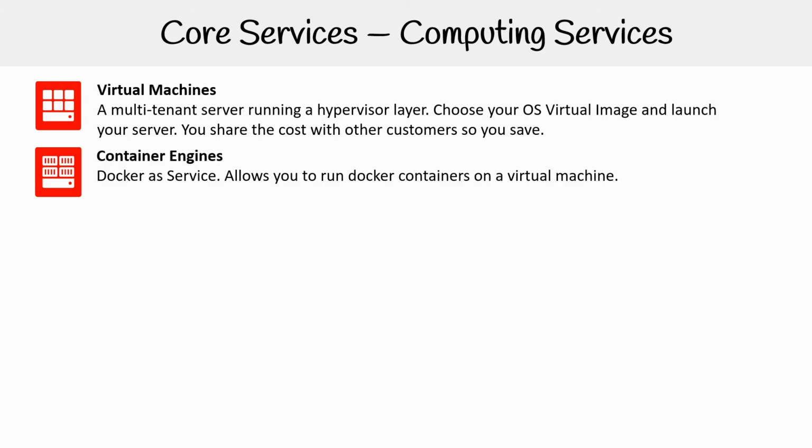Next, we have container engines. This service for OCI is basically Docker as a service. It allows you to run Docker containers on a virtual machine. So this is very popular for microservice or containerized architecture.